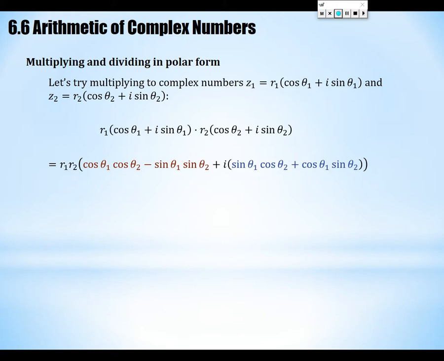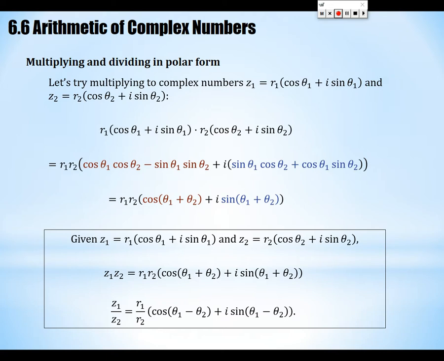It's the cosine of something: cosine of theta 1 plus theta 2. And over here in blue, you get sine of theta 1 plus theta 2. Comes out pretty nice. So that's our first result.